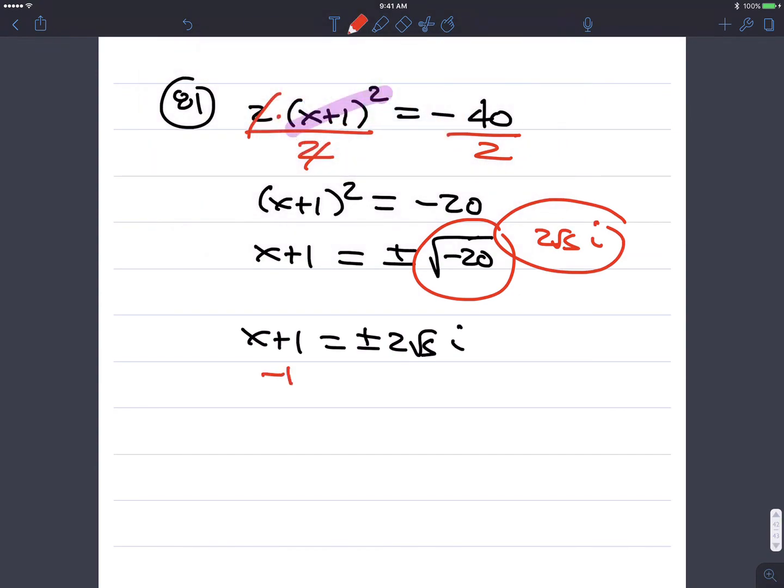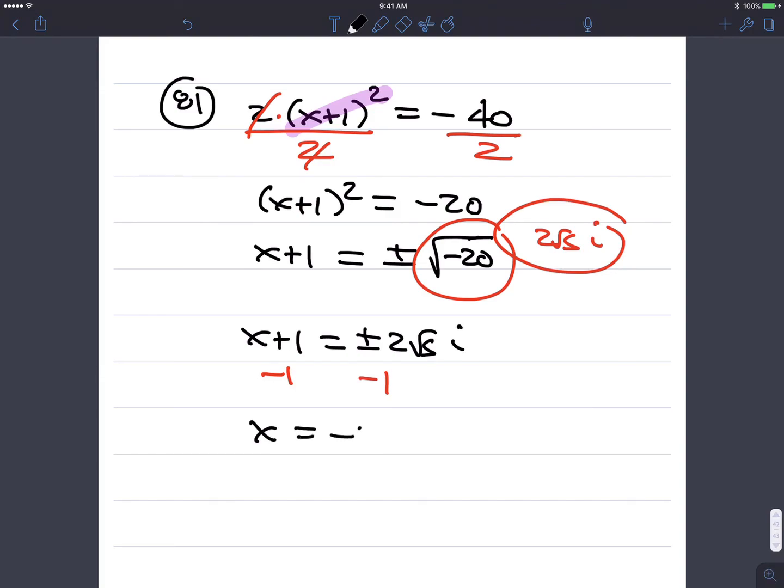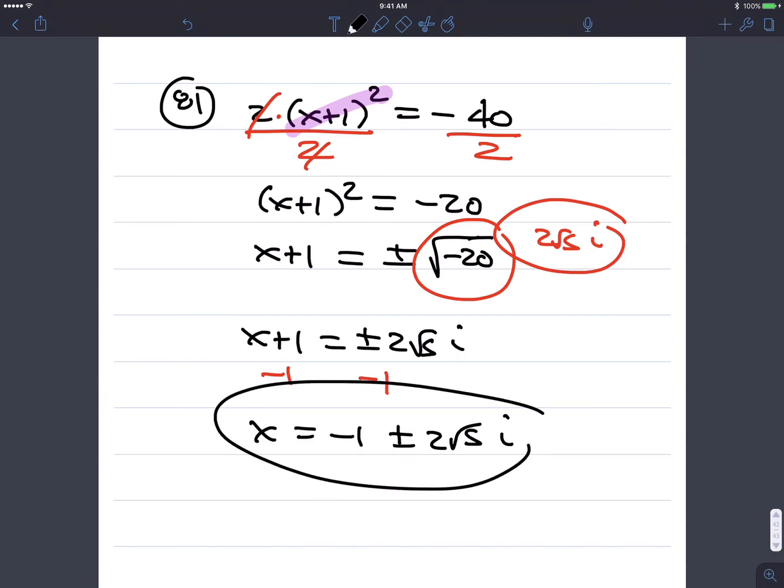We'll subtract 1 from both sides to solve for x. We get x equals negative 1 plus or minus 2 square root of 5i. And in solution set form, we have −1 plus 2 square root of 5i, −1 minus 2 square root of 5i. And you're done.